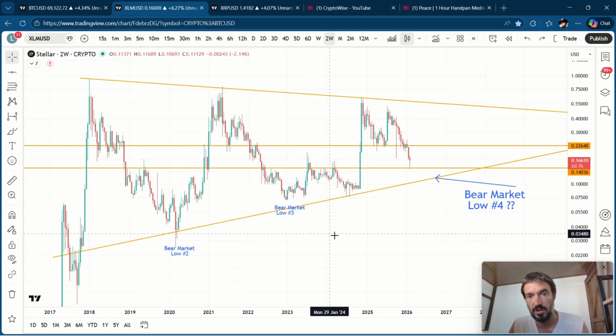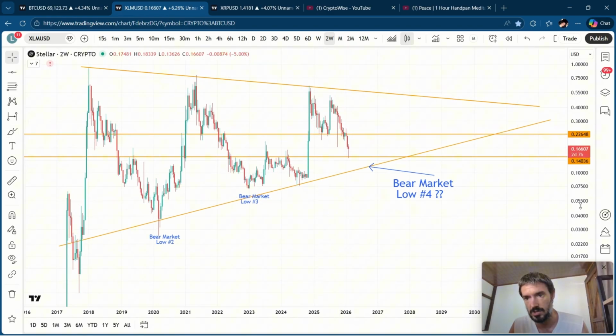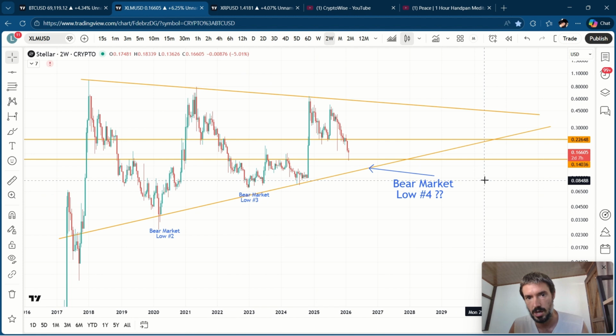In this case, I'm favoring upside for this breakout. Eventually, at some point, it will break. The triangle will break. I'm favoring that it's going to happen to the upside. And I'll make another video at some point soon as to where it could go.